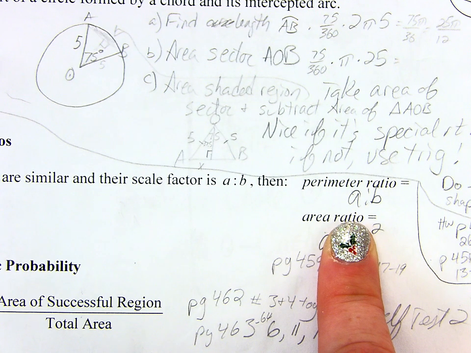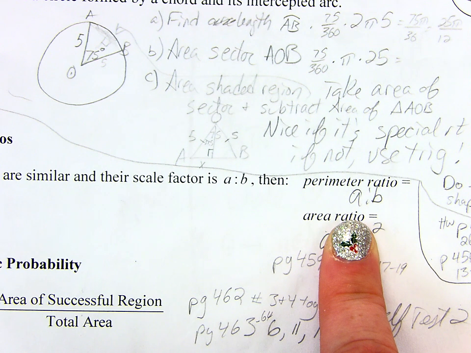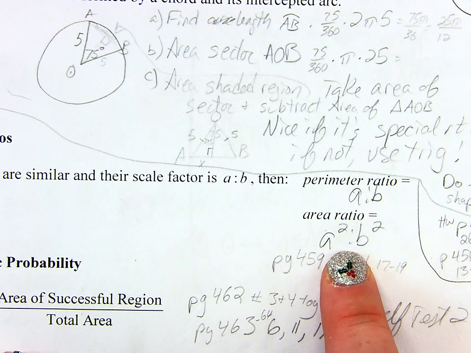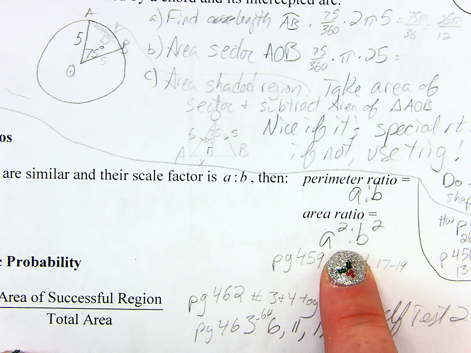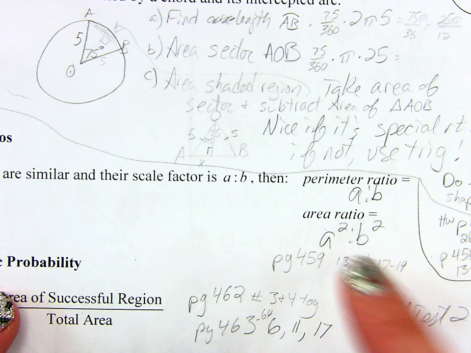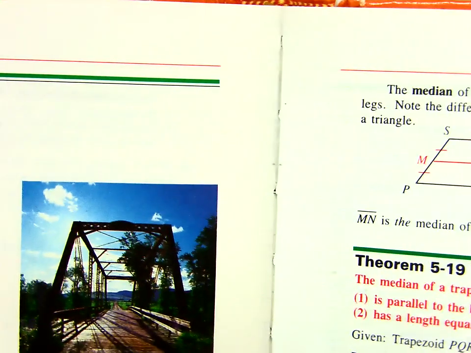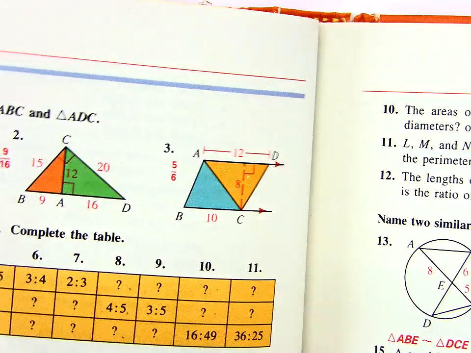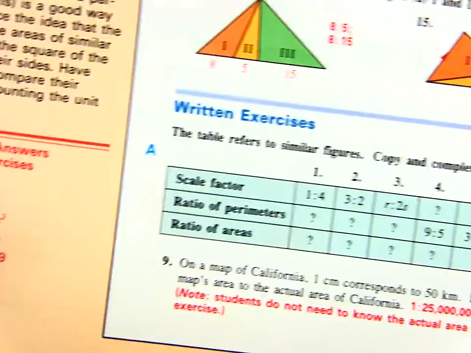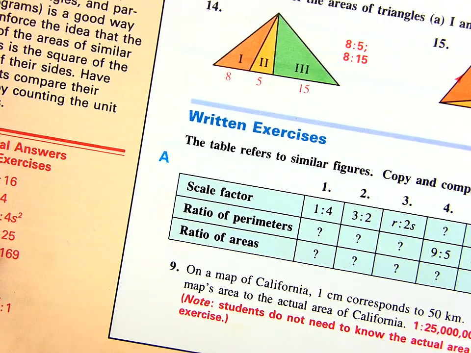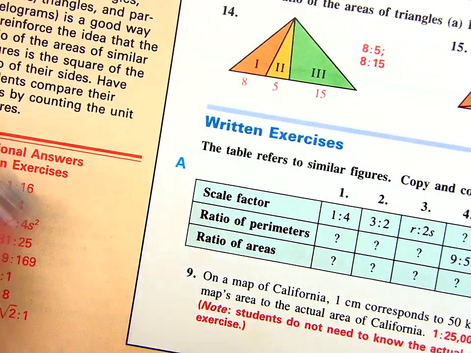However, if you compare the ratio of their areas, what do you suppose that will be? It's A squared to B squared. So that's it for the notes on that section, but let me show you kind of putting this into play. Real quick, if we look at page 459, I believe it is. Do I ask you to do this one? No. So, let's do this together.